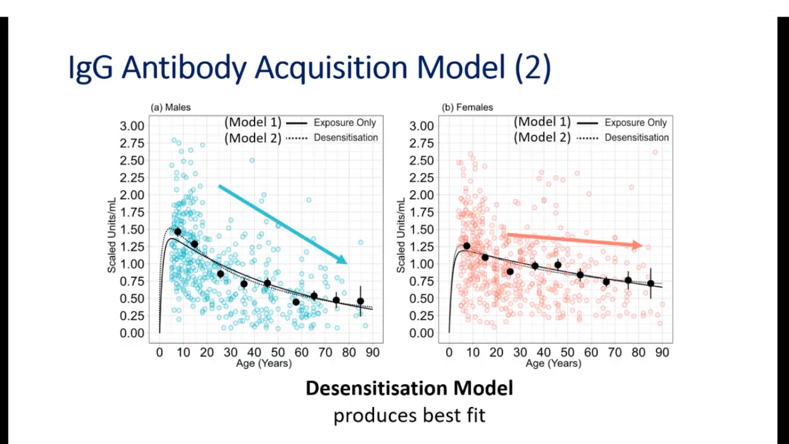Next slide, please. So when we fit these models to the data, both models are able to fit the data quite well. The greeny data on the left is males, and the reddy pink data on the right is females. The dashed line is the desensitization model, which includes a reduction in acquisition with cumulative past exposure, while the solid line is your exposure only model. You can see that they both fit the data okay, but the model that was best was actually the desensitization model. So we carried that model forward.